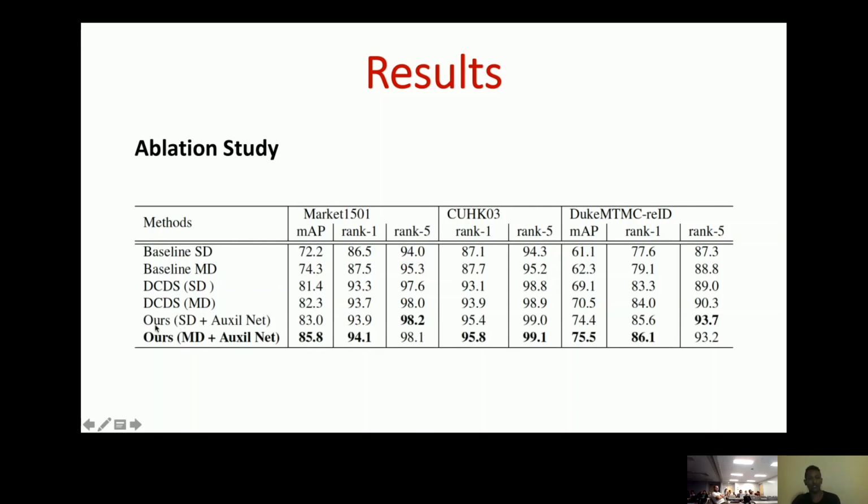Here in the last 2 rows, we have also leveraged the auxiliary net feature. We fused it with our proposed model feature. And as you can see here, using the auxiliary net gives us some improvement over our method without using the auxiliary net.